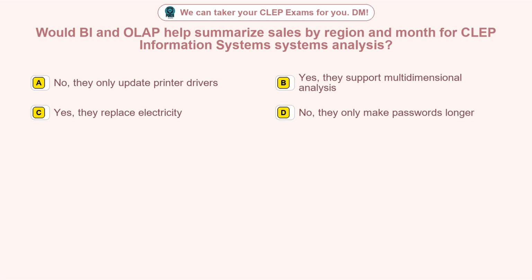Question 9. Would BI and OLAP help summarize sales by region and month for CLEP Information Systems analysis? Option A.